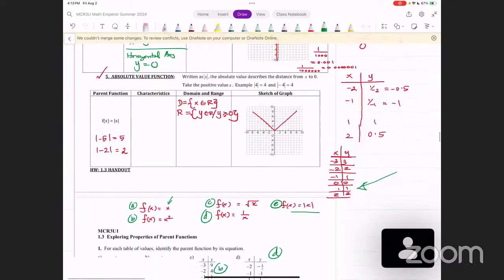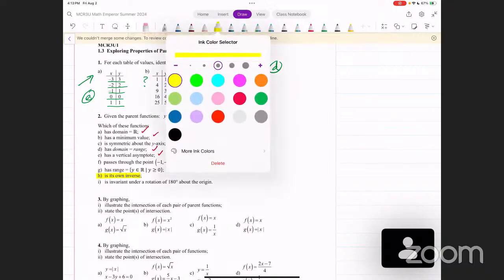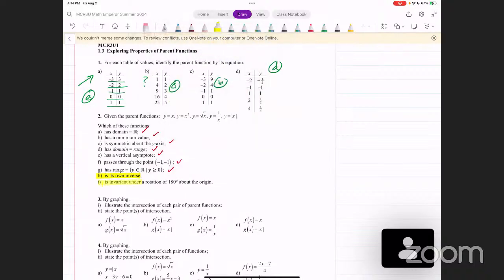Okay. So question number 2 is much more about what we have done. Which one of these functions, the thinking question, has the domain belonging to all real, has a minimum value, is symmetric about the y-axis, the domain and range are equal, has a vertical asymptote, passes through a given point, the range is greater than or equal, and then its own inverse, which we didn't talk about yet, and is invariant under the rotation of 180 degrees about the origin. We didn't really talk about that yet. So that's a new concept that we're going to talk about. So let's do some practice.